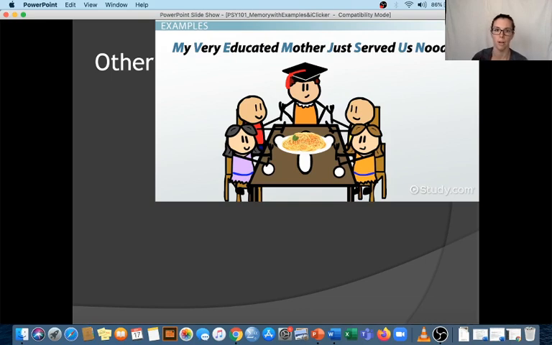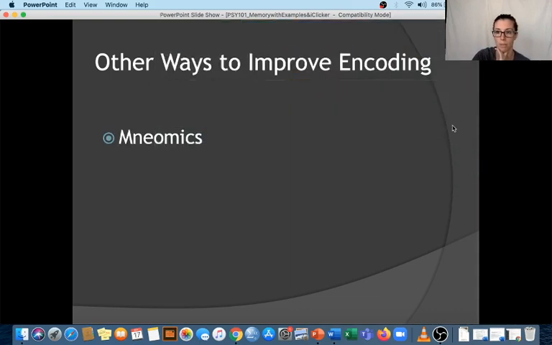Okay, so my very educated mother just served us noodles. This is a mnemonic device for remembering the planets in the solar system. Many of you maybe have heard of that. So that's a mnemonic device. There's lots of other mnemonic devices like the order of operations, PEMDAS, or please excuse my dear Aunt Sally. There's lots of mnemonic devices that help us improve our encoding so we can remember things.